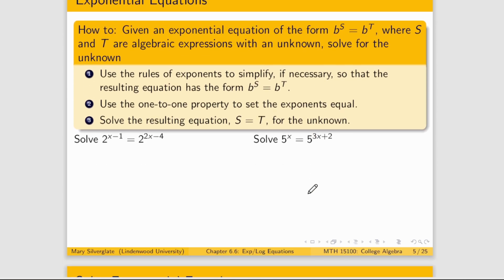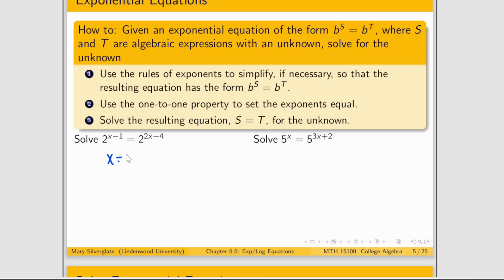And the absolute nicest way that this type of problem can be given to you is if those bases already are written to match. So we'll go over in a moment how we can make those bases match if they don't. But if they already match, just use the fact that you know this logic. So if 2 to the x minus 1 is equal to 2 to the 2x minus 4, then we know x minus 1 better be equal to 2x minus 4. And then we have a nice linear equation that we just solve for x.